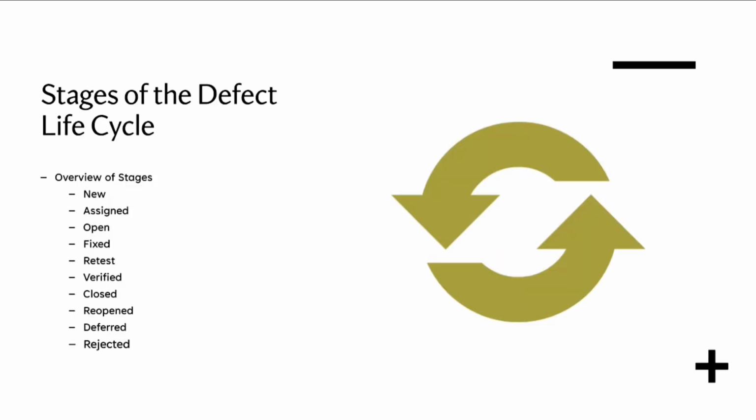Now we have some predefined stages in the defect life cycle. The first stages are new, assigned, then open, then fixed, then retest, and after that verified, closed, and reopen, deferred, and rejected. So these are the total stages. I'll explain each and every stage in detail.